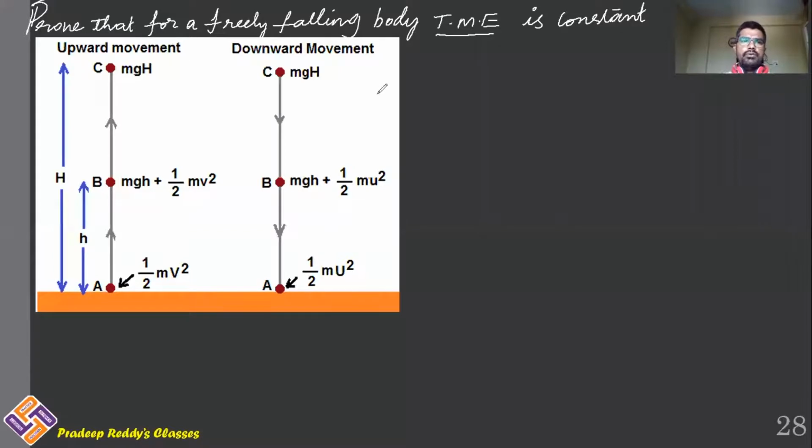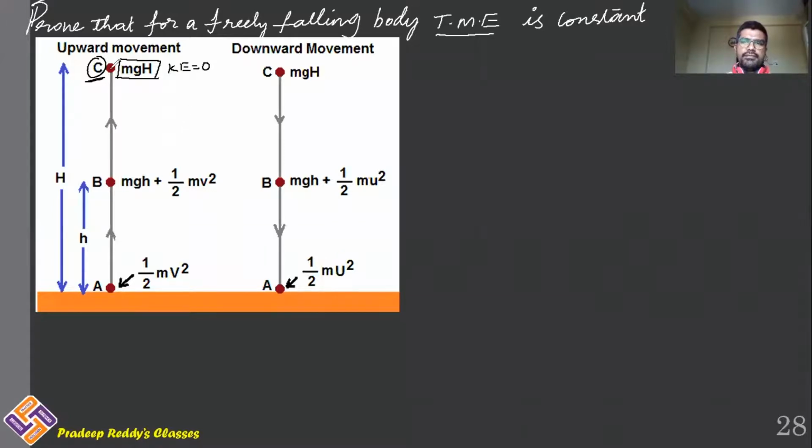Students, let us now prove the law of conservation of mechanical energy is valid for a body which is falling down freely. Let us consider an object at position C, at height capital H. Therefore, its potential energy is mgH and kinetic energy is equal to 0, because it is at the highest position and the body is at rest. At the highest position, potential energy is mgH.